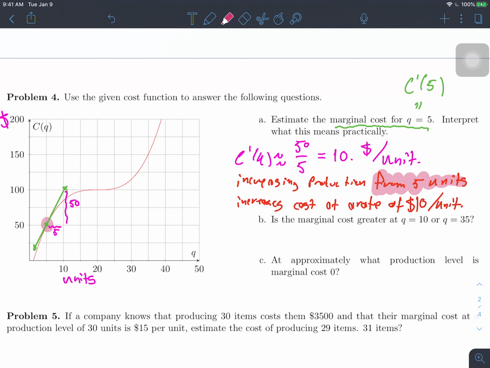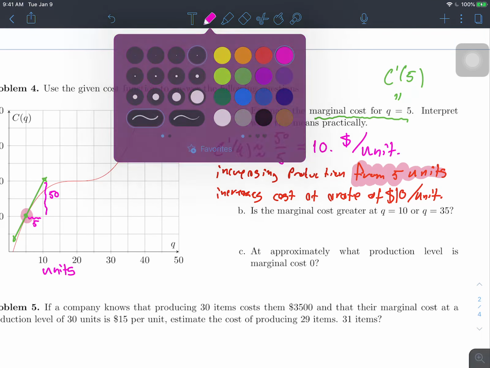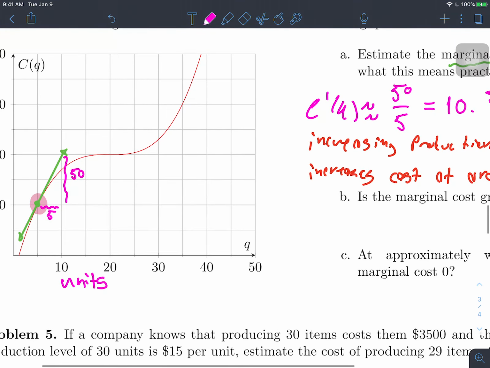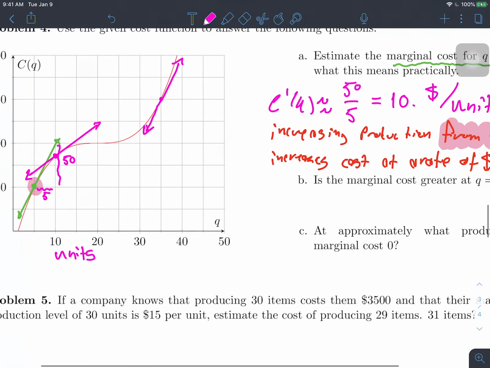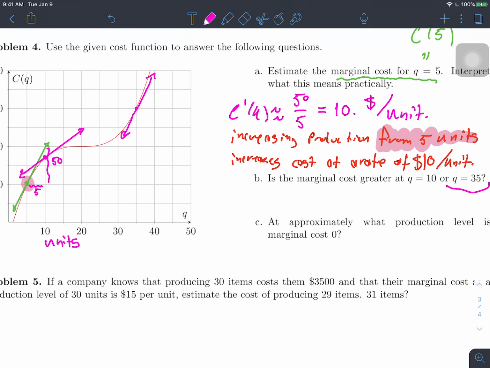Okay, I'll do B and C really fast and then we'll be done. It'll take me like 30 seconds. All right, is the marginal cost greater at Q equals 10 or Q equals 35? All right, well, that's pretty easy to answer. We just look at the slope of the tangent line at this point versus the slope of the tangent line at 35. And we're just going to compare which one looks like it's bigger. I think Q equals 35 has a greater slope.